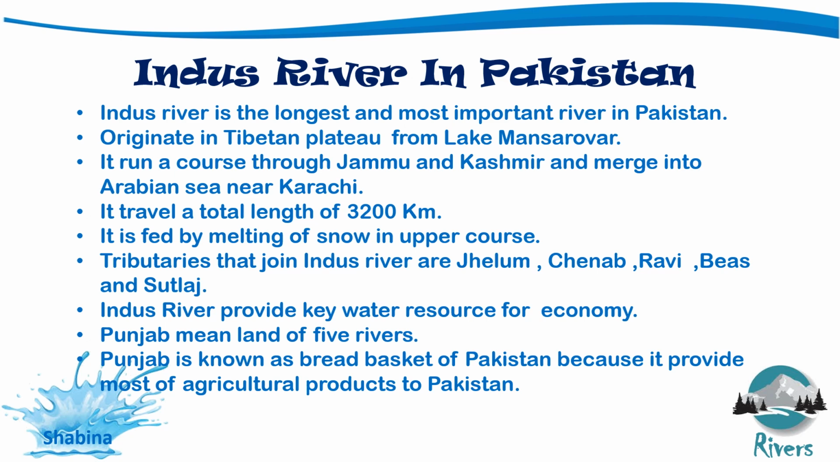It is fed by melting of snow in upper course. So water source is melting of snow. Tributaries that join Indus River are Jhelum, Chenab, Ravi, Beas and Satluj. The Indus River provides key water resource for economy. Punjab means land of 5 rivers, and Punjab is known as bread basket of Pakistan because it provides most of agricultural products of Pakistan.